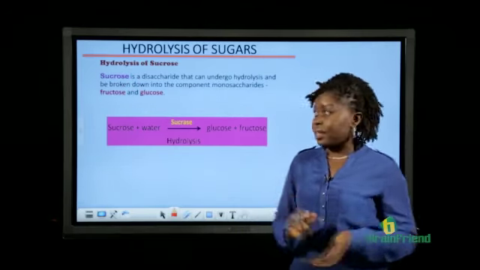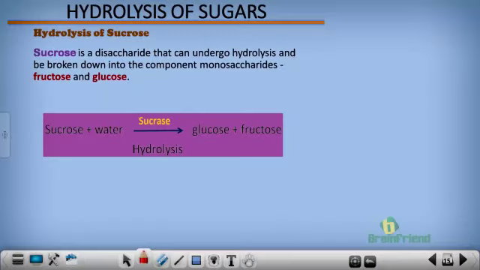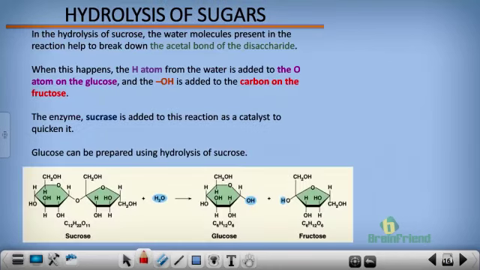Sucrose is a disaccharide made up of fructose and glucose, and it can undergo hydrolysis and be broken down into these initial monomers. So when sucrose reacts with water in the presence of the enzyme sucrase, it gives back glucose and fructose. Now, what actually happens in the hydrolysis of sucrose is that the water molecule reacts and helps to break down the acetal bond of the disaccharide.